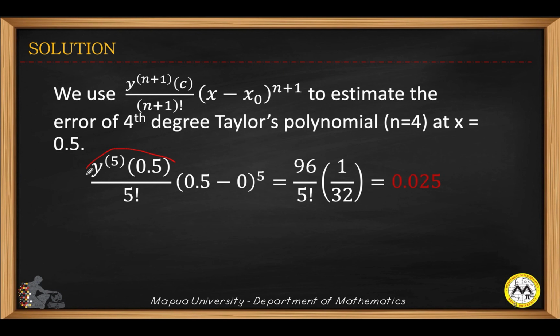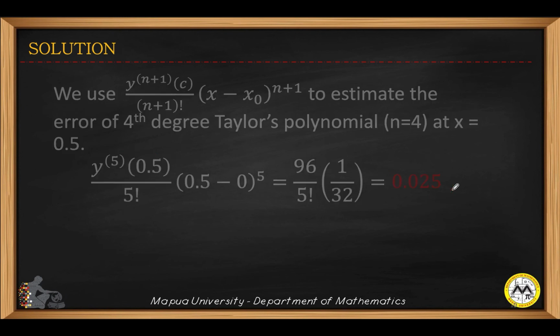This one we obtained from the previous slide, which is 96, the fifth derivative, over 5 factorial, times your x, which is 0.5, minus your initial value 0. So this is the estimated error, 0.025.